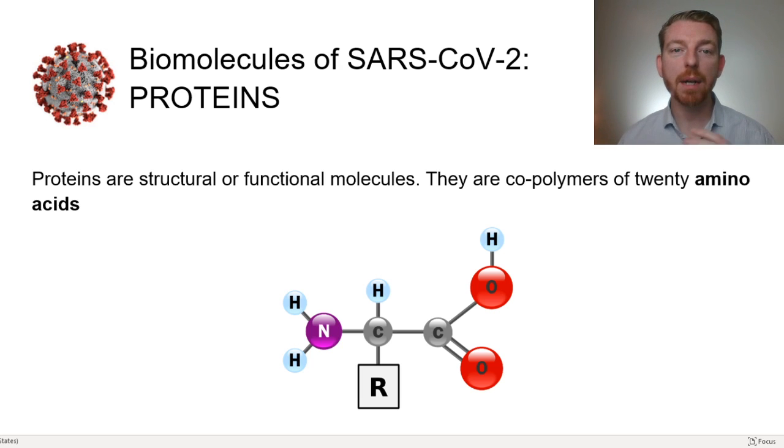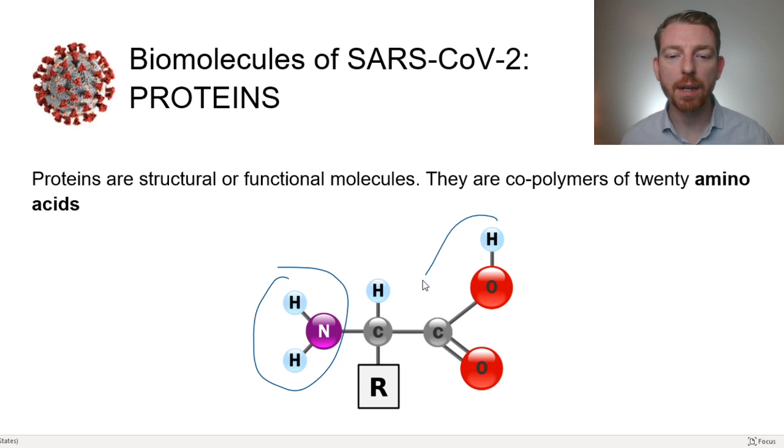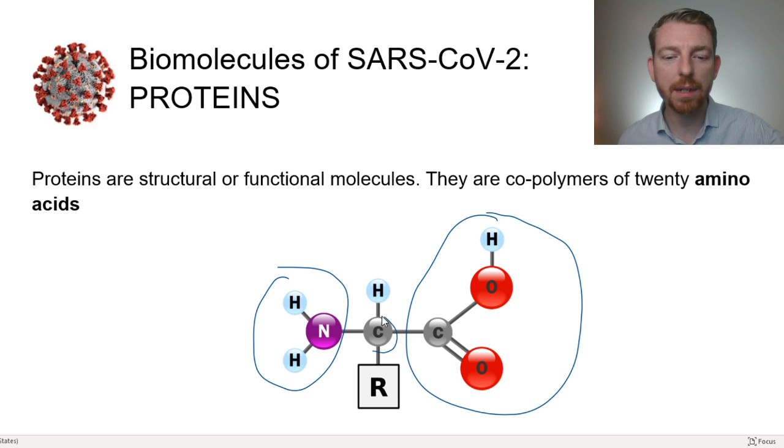But again, as discussed in class, as long as there is an amine on one side of the molecule and a carboxylic acid on the other, we have the makings of an amino acid. And that side group, that R group hanging off that center carbon, is going to define how exactly that amino acid behaves and why we're going to insert it at that point in the longer protein chain.